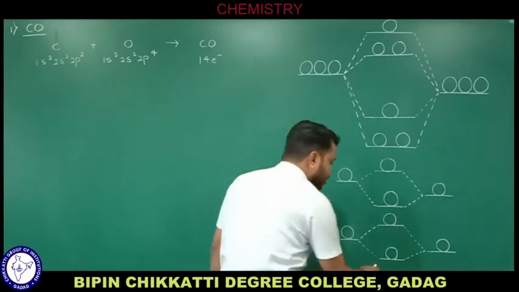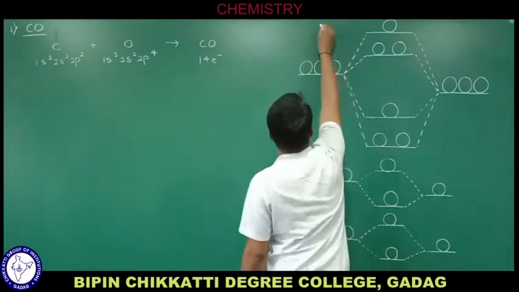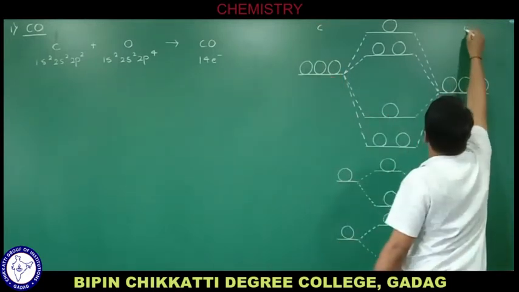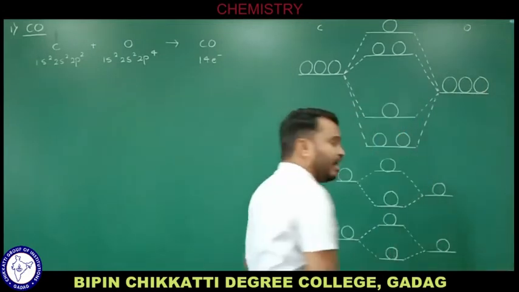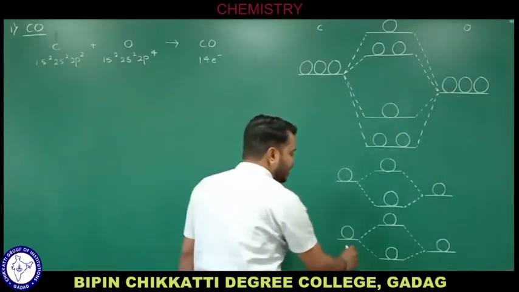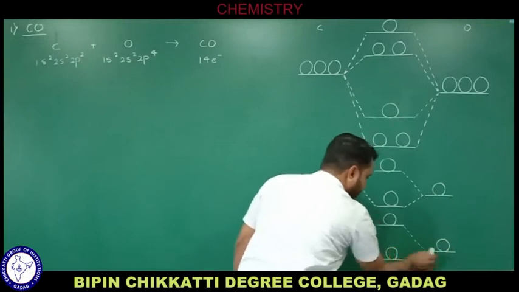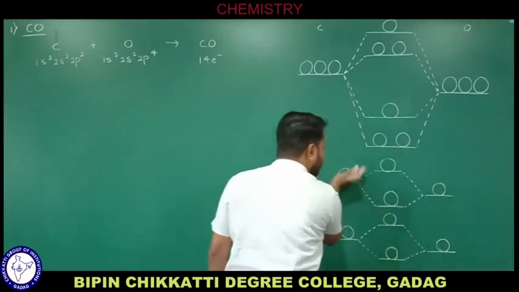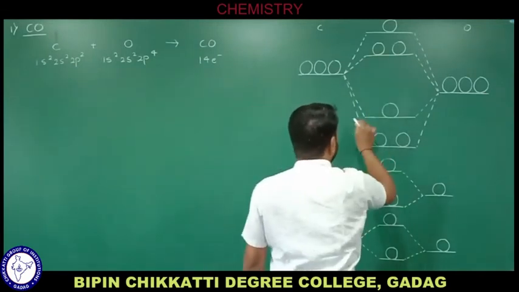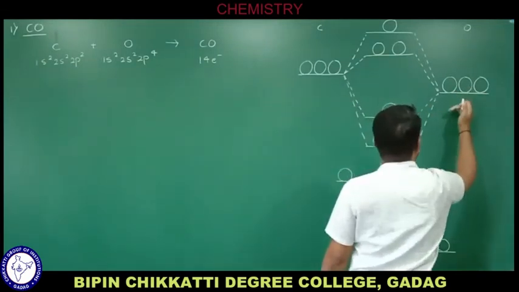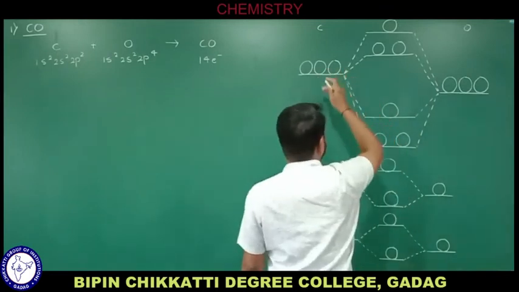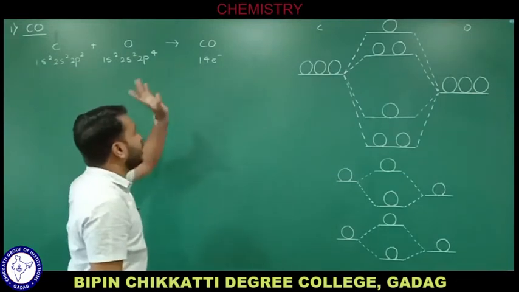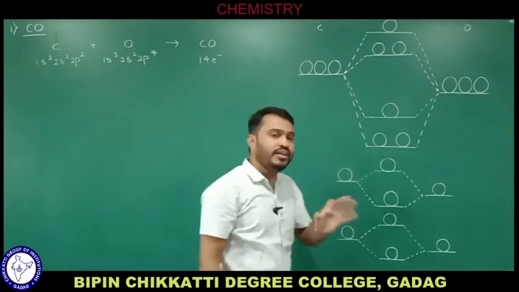If you consider, the left part is for carbon, all these are the atomic orbitals of carbon, and the right part is the atomic orbitals of oxygen, and in the middle we have carbon monoxide. So oxygen is at the lower energy level and carbon is at the higher energy level. In the case of 2s also, lower energy, higher energy. In the case of 2p also, see here, oxygen is lower and carbon is higher. This is the change we have to consider. And the number of electrons in carbon monoxide is 14.